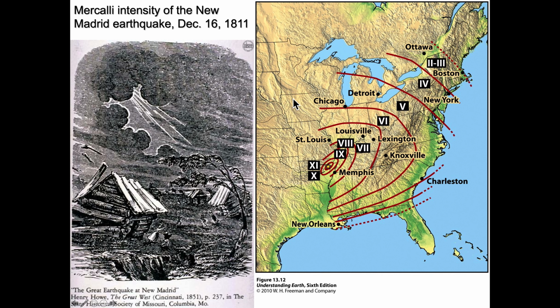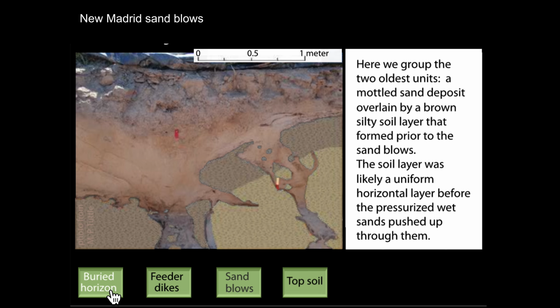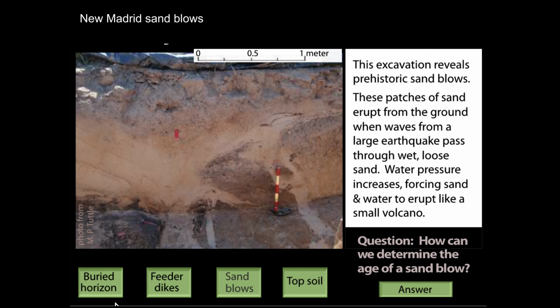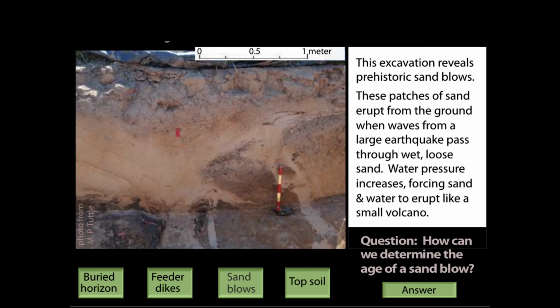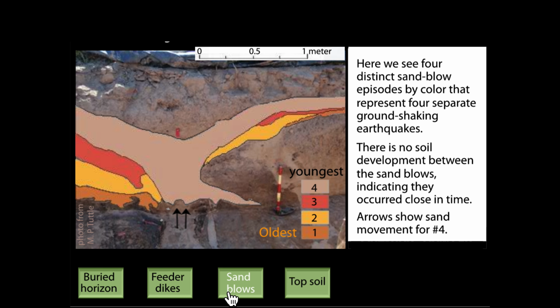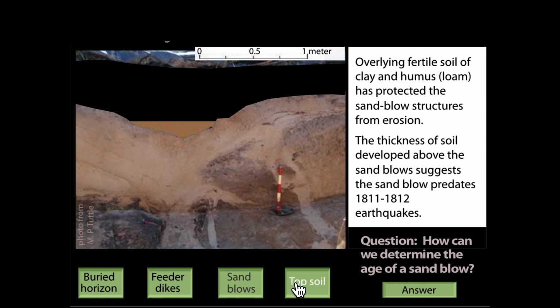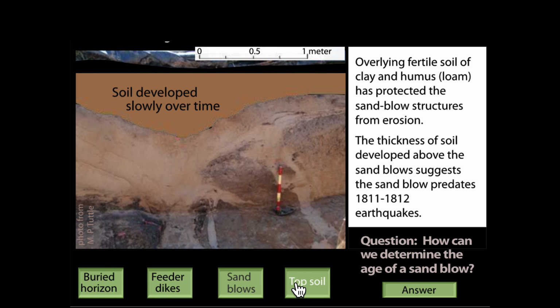One of the more interesting features or phenomena of this eruption are the sand blows, which were kind of like sand fountains of sand blasting out of the ground. Here we can see the original soil horizon with the sand blows, the dikes that form the sand blows introduced. You can see the sand rising from the feeder dikes. Ultimately, this whole feature is going to be covered with sand that's deposited by subsequent floods of the Mississippi River.